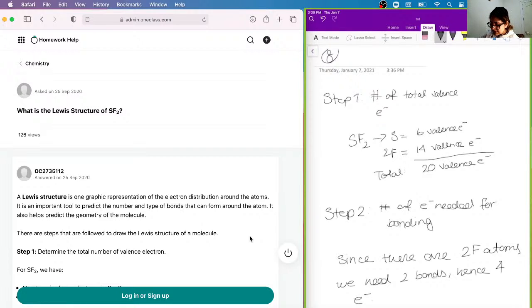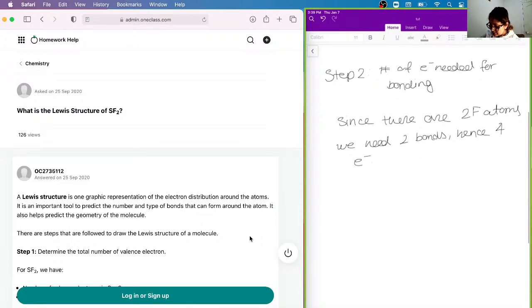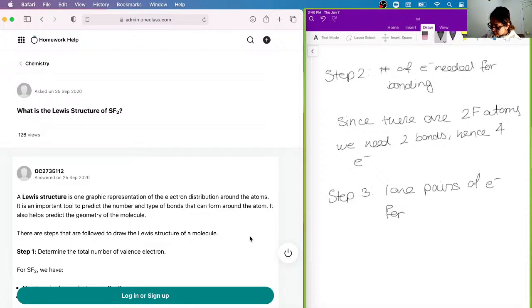Okay, and now step 3 is to determine the number of lone pair electrons. The remaining electrons are used as lone pairs for central or terminal atoms to achieve an octet to finish the Lewis dot structure.